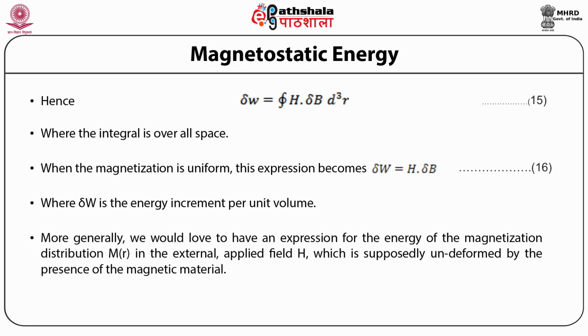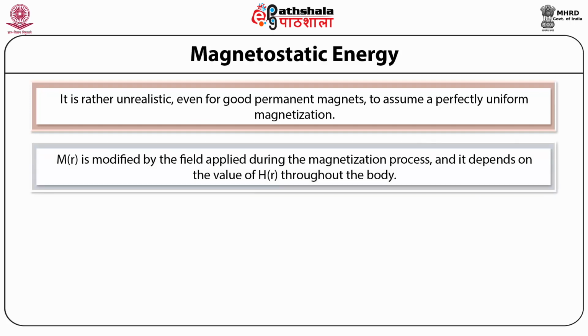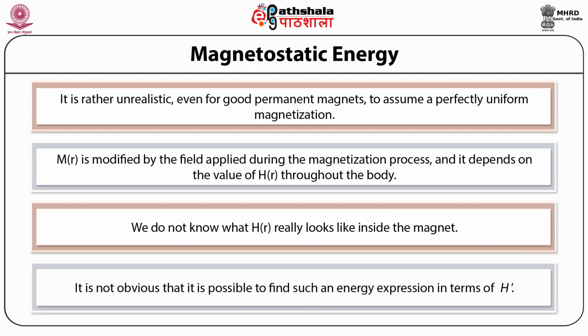More generally, we would love to have an expression for the energy of the magnetization distribution M(r) in the external applied field H′, which is supposedly not affected by the presence of the magnetic material. It is rather unrealistic, even for good permanent magnets, to assume a perfectly uniform magnetization. M(r) is modified by the field applied during the magnetization process, and it depends on the value of H(r) throughout the body. We do not know what H(r) really looks like inside the magnet. It is not obvious that it is possible to find such an energy expression in terms of H′.